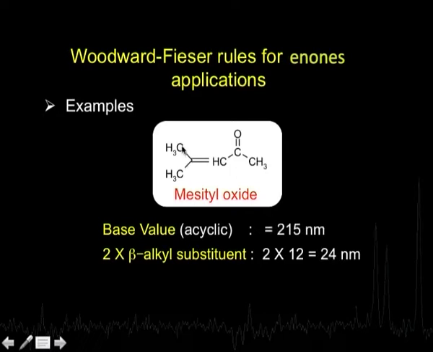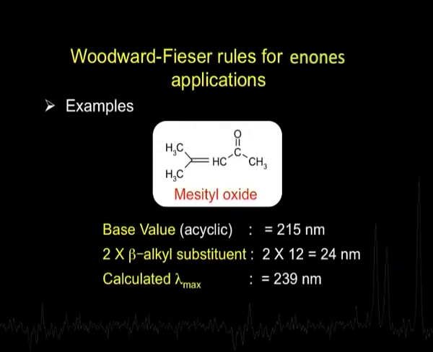In this case, there are two alkyl substituents at the beta position, and we know from the table that each beta alkyl substituent contributes about 12 nanometers. So these two will add together. 2 times 12 gives me 24 nanometers, and added to 215 gives a calculated value of about 239 nanometers. That's how I use these rules, and the observed value happens to be 237 nanometers, which is in fair agreement with the calculated value.